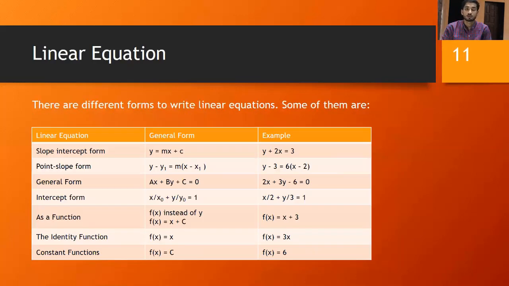Linear equation. So there are different forms to write a linear equation. Some of them are slope-intercept form, point-slope form, general form, intercept form, as a function, the identity function, and constant function. So these are the linear equations. And from the right side, we have the general form, as you can see, and on the right side of the general form, we have examples of every linear equation.